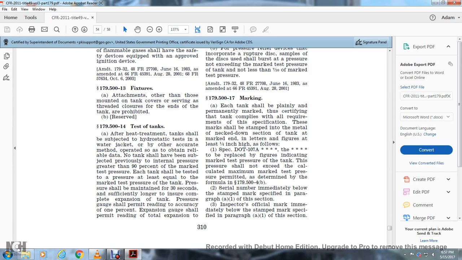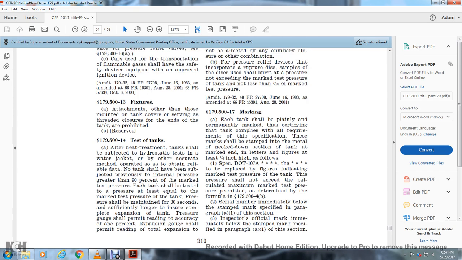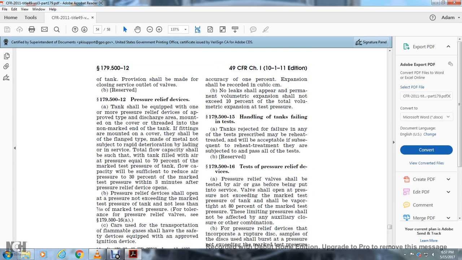The pressure shall be maintained sufficiently long to ensure the complete expansion of the tank. Pressure gauge shall be permitted to read with an accuracy of 1%. Expansion gauge shall be permitted to read a total expansion with an accuracy of 1%. Expansion shall be recorded in cubic centimeters. No leak shall appear, and the permanent volumetric expansion shall not exceed 10% of the total volumetric expansion at the test pressure.